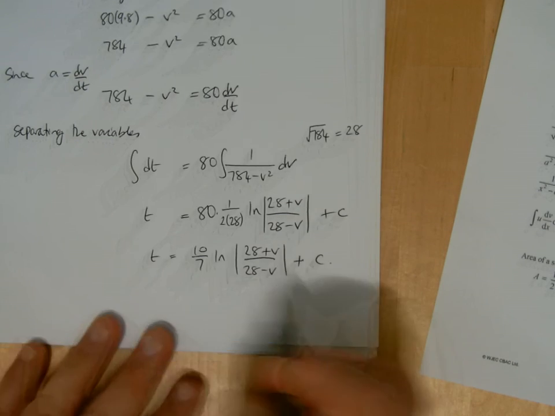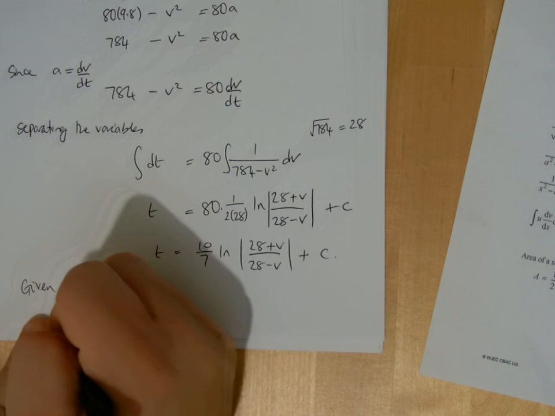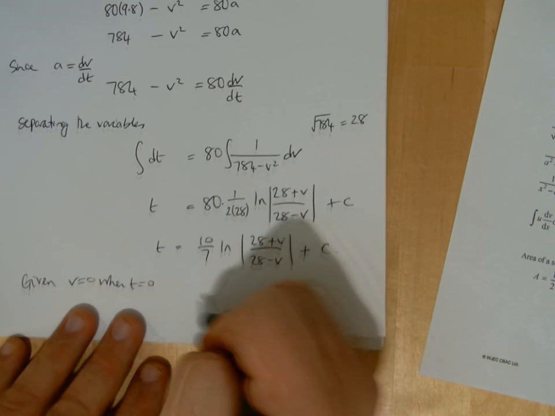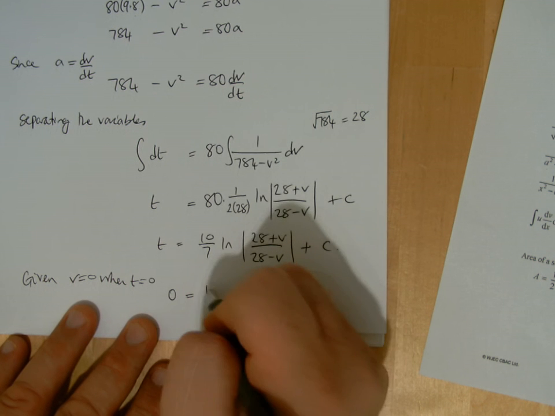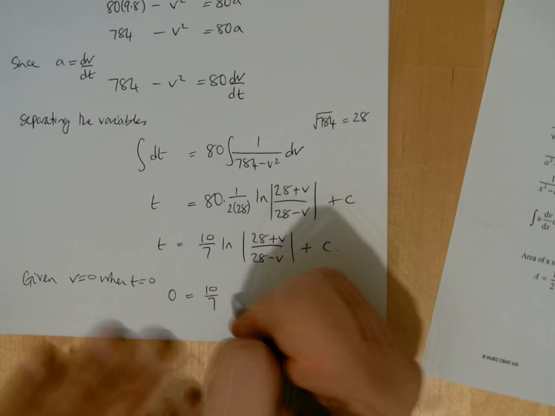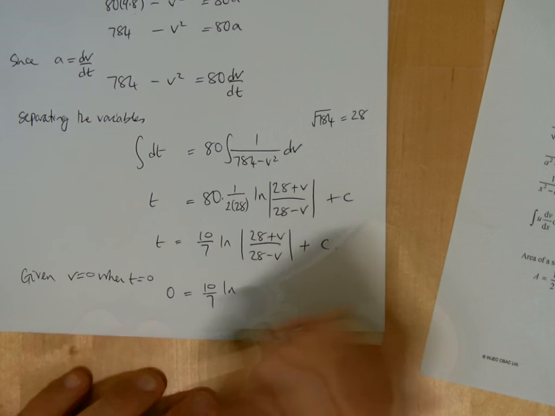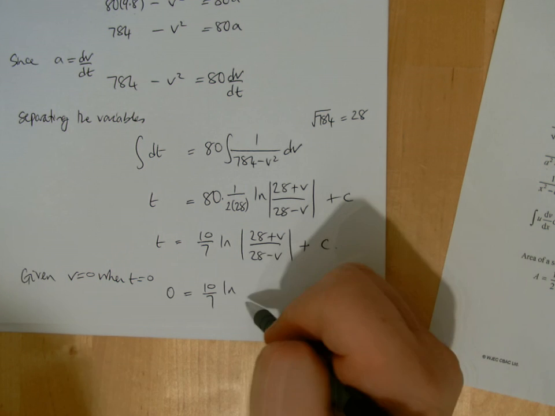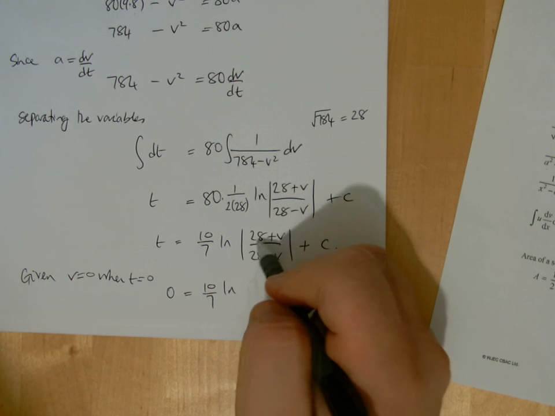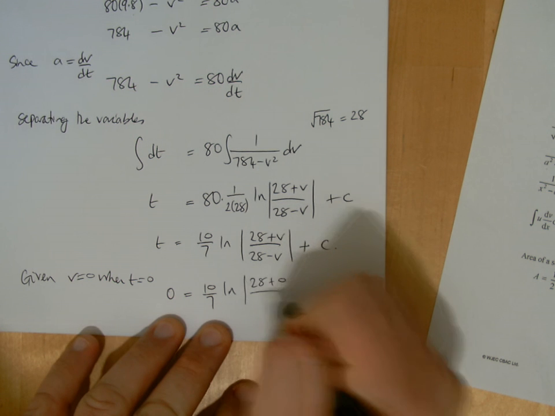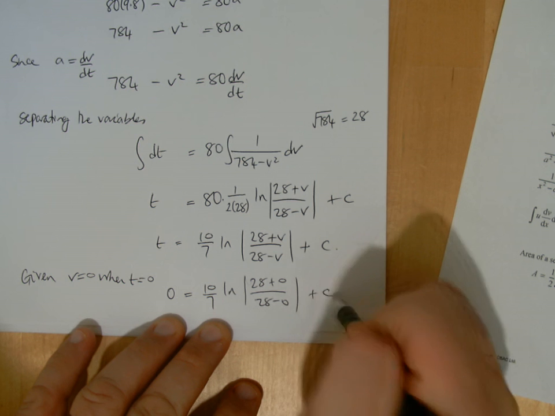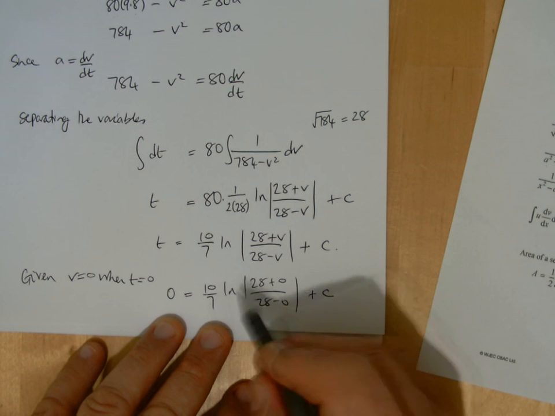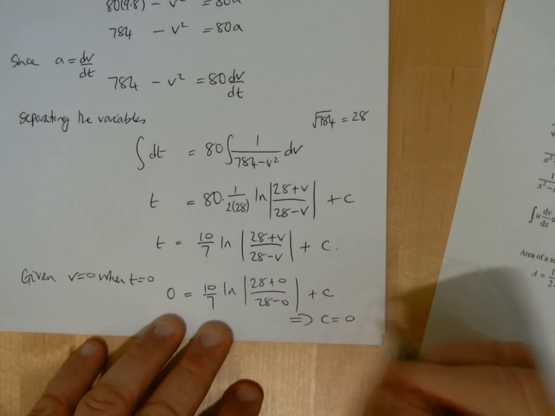So then, given v is 0 and t is 0, you chuck it in. 0 is 10 over 7 ln, so put 0 in here. And that just comes out to be 1, doesn't it? So 28 plus 0 over 28 minus 0, plus c. So that just comes out to be 1 in that ln there. So ln 1 is 0, so that means c is 0.